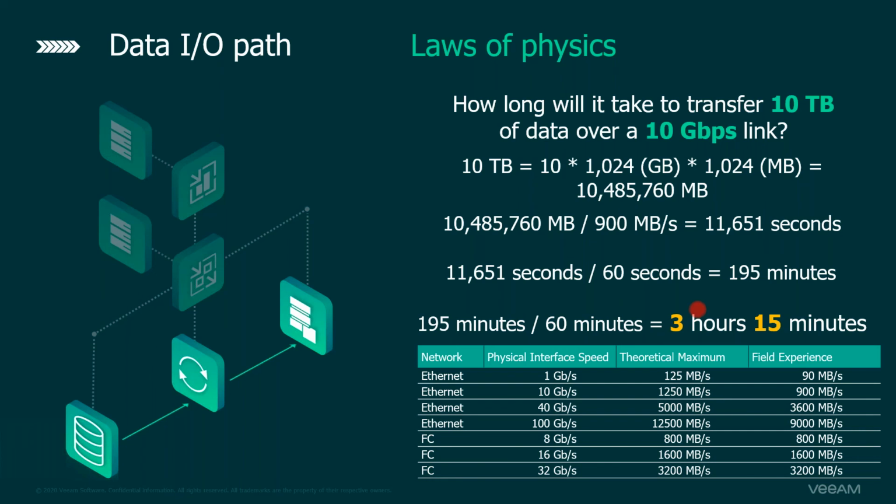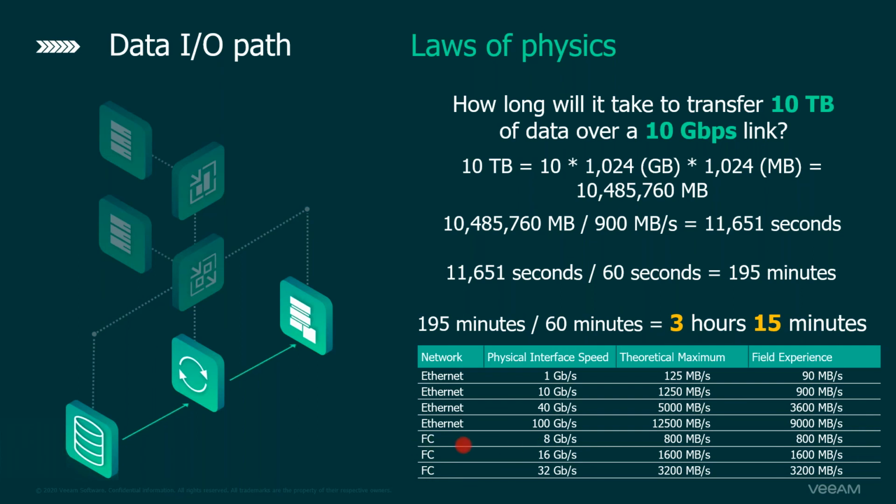Maybe you're looking at going to 40 gigabits. Maybe you're limited to 1 gigabit per second. So you can see your theoretical and your actual field experience of throughput across that network. And so that's why I say with the laws of physics, we can't make that go any faster. So you need to make sure that we keep this in mind.